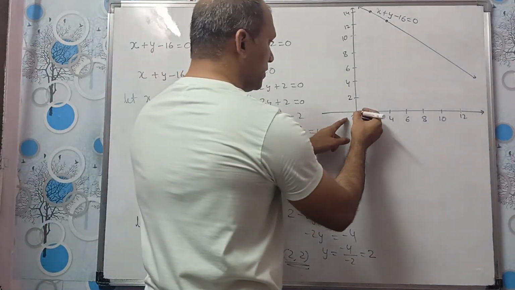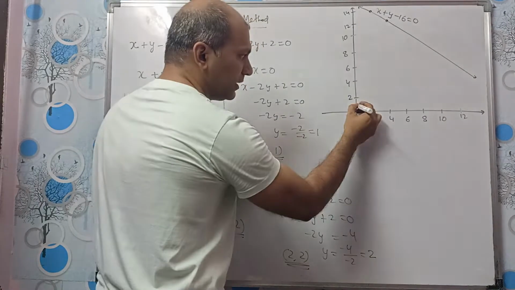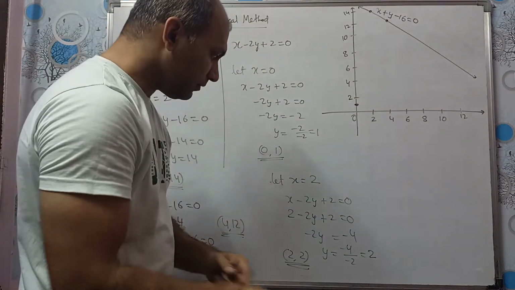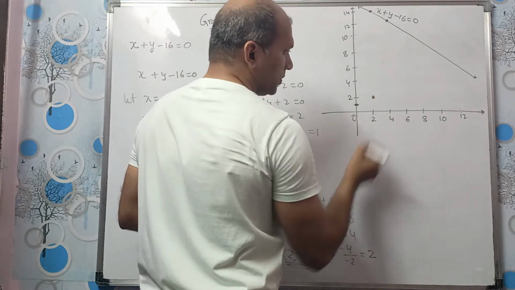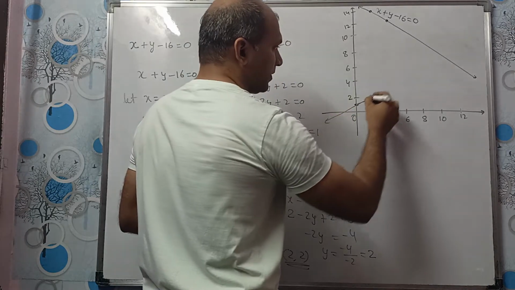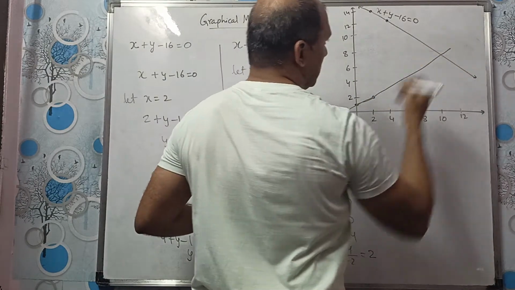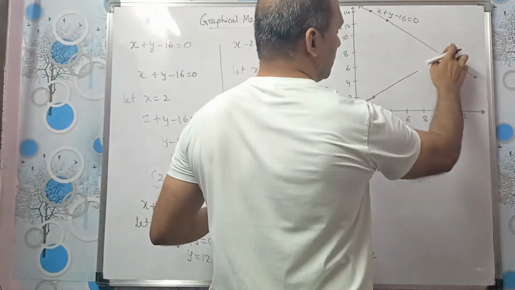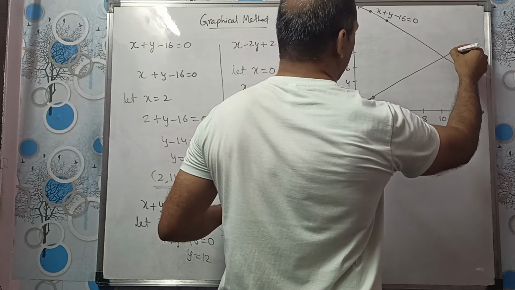So let us plot it. 0 comma 1. So x is 0, y is 1 here, this point, right? Okay. Then 2 comma 2. So this is 2 comma 2. Okay. Now join these 2 points, extend this. One second. It will be like this, right?